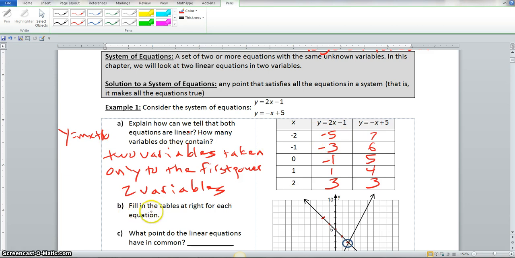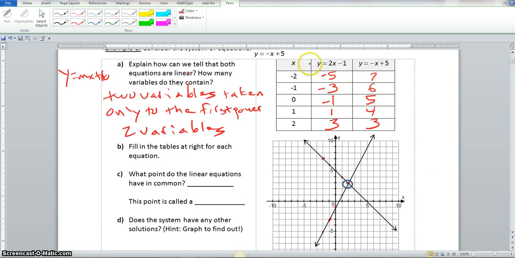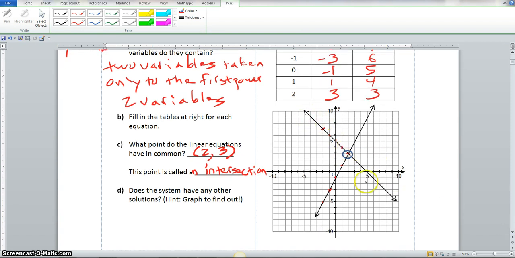Okay, now we look at B. It says fill in the tables at right for each equation. So what I did here, I took the liberty of filling in these tables here. Okay, now it says C. What point do the linear equations have in common? If we look down here, when x is 2, both of these y values are 3. So the point they have in common is (2, 3). This point is called an intersection. It says here D. Does the system have any other solutions? As you can see by the lines drawn here, they do not have any other solution. So your answer here would be no. And it only intersects once.